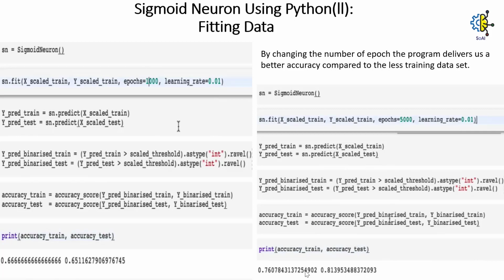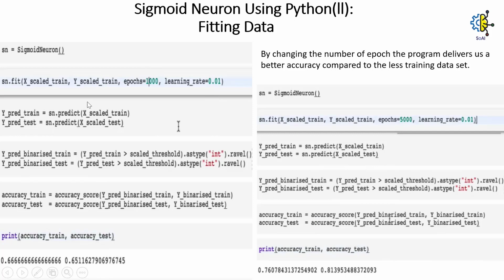Sigmoid neuron using Python. Fitting data. Here, by changing the number of epochs, the program delivers a better accuracy compared to the less training dataset. sn is equal to SigmoidNeuron function, as we know. sn.fit function with parameters X_scaled_train, Y_scaled_train, epochs equal to 1000, learning_rate equal to 0.01. Hope this statement is clear to you because we are using this statement from the very first slide up to this one.